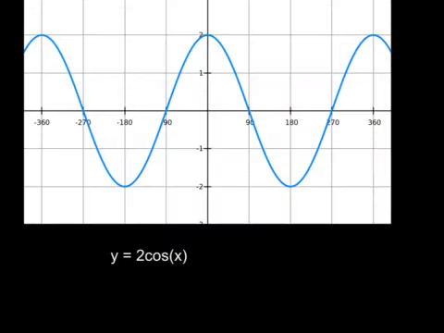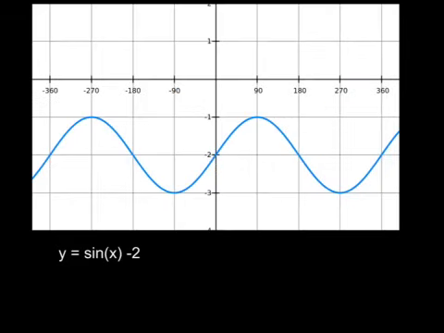Now this is the graph of y equals 2 cos x, so every value on the y-axis has been multiplied by 2. So whereas before the graph went from 1 to minus 1, because it's multiplied by 2 here, the graph is just twice as big. It's a stretch, scale factor 2, in the direction of the y-axis.